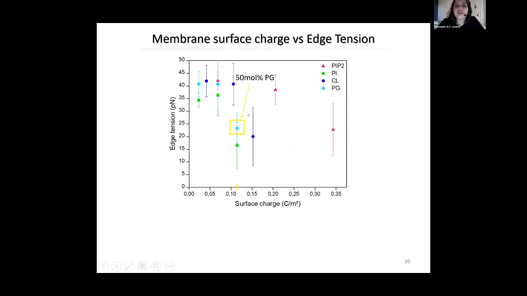And here, highlighted in yellow, is the surface charge that is known to cause the 2-fold reduction in the pore edge tension for membranes containing 50 mole% of PG. So as expected, since PI and PG have quite a similar area per lipid head group and charge, we also saw a reduction in the pore edge tension at the same surface charge for membranes containing 50 mole% of PI.